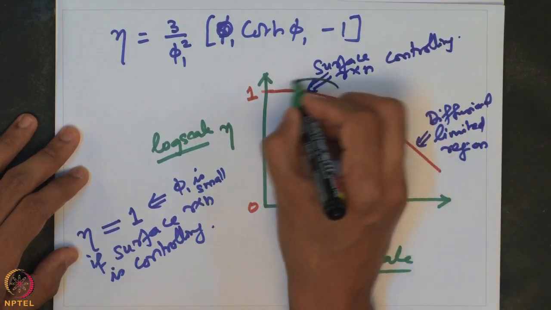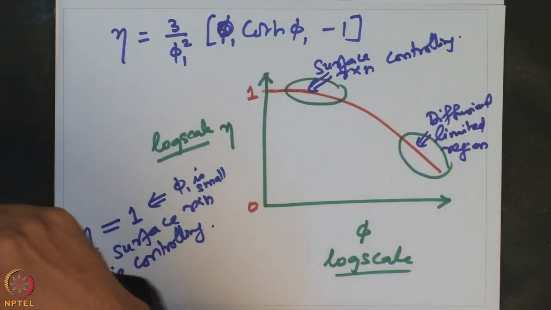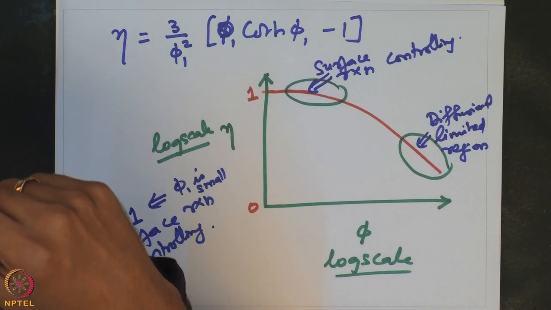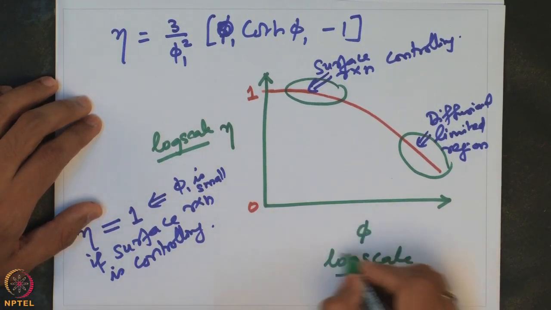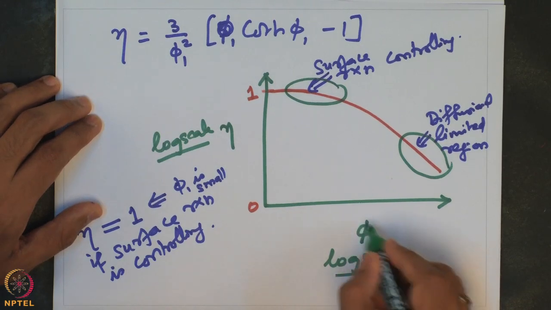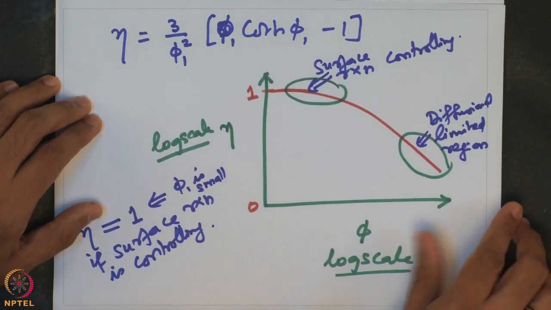Now, in between these two regions, it cannot be said what is actually controlling. It could be surface reaction controlling, or it could be diffusion limited. In fact, there will be contributions of both the surface reaction and the diffusion limitation simultaneously controlling the overall rate of the reaction. Now, clearly, this picture has a strong implication in terms of the design of the reactor. The moment we know what is phi, which is given by the intrinsic properties of the reaction and the species that is diffusing, we can find out whether the reaction is surface reaction controlling or diffusional limitations are controlling the overall rate of the reaction.